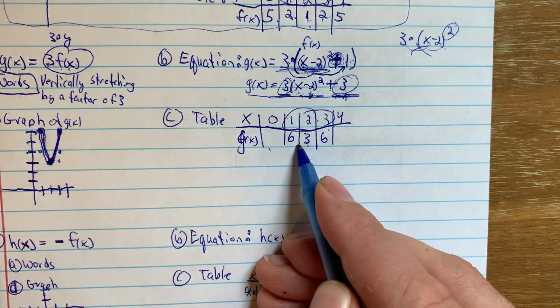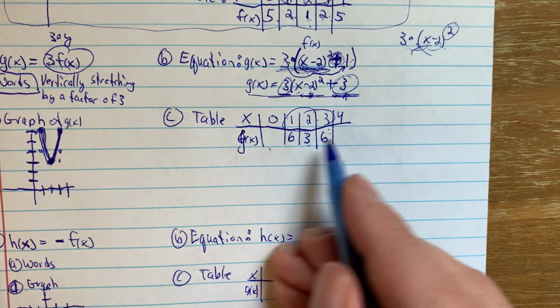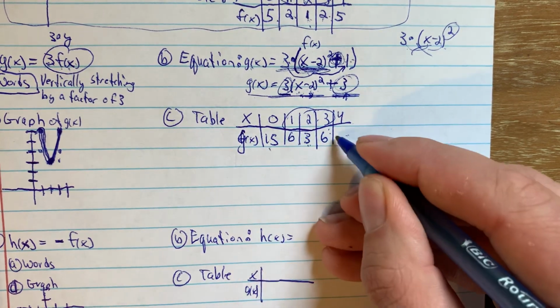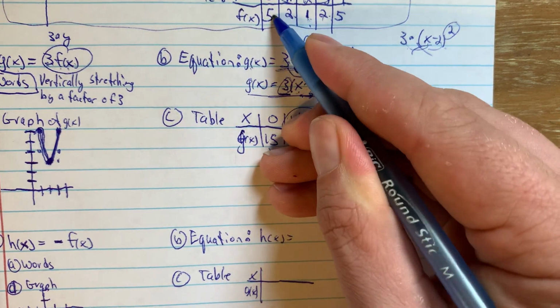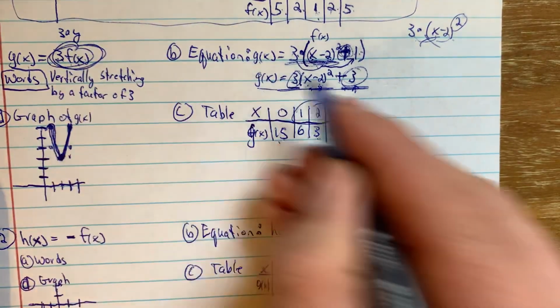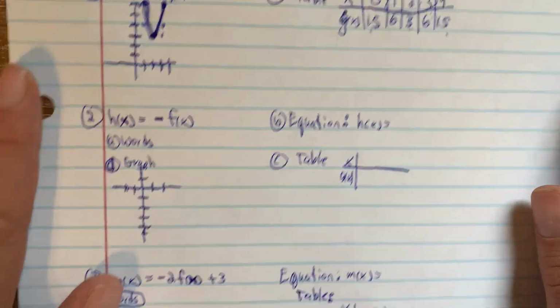2 times 3 is 6. 1 times 3 is 3. 2 times 3 is 6. So what are these y values going to be here and here? They're going to be 15 and 15, because 5 times 3 is 15. And that's what 5 times f of x is going to do. It's going to multiply those y values by 5.